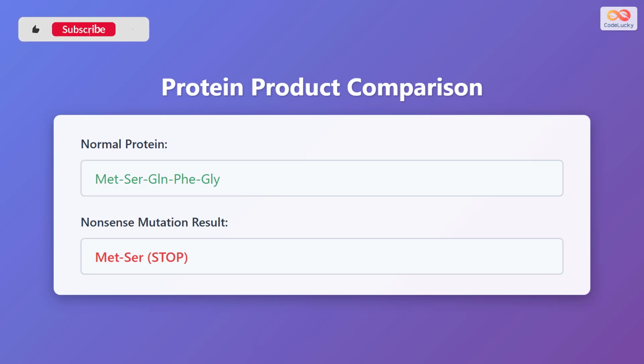The impact on the final protein product is striking. With the normal sequence, translation produces a complete protein chain: methionine, serine, glutamine, phenylalanine, and glycine. However, when the nonsense mutation is present, translation stops prematurely at the new stop codon. The result is a drastically shortened protein consisting of only methionine and serine before the ribosome encounters the stop signal and releases the incomplete chain. This truncated protein is almost always non-functional.